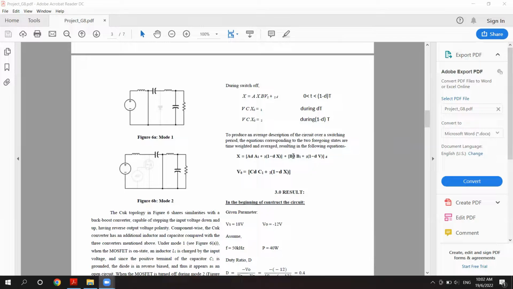So I think that's all for the theoretical part. And then let's proceed to the result part, which will be presented by other group members. So thank you.